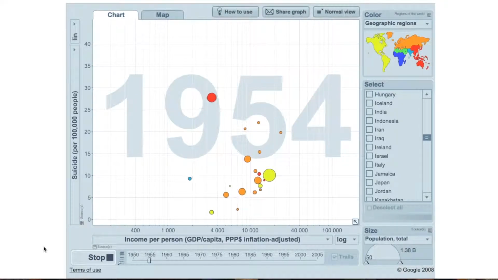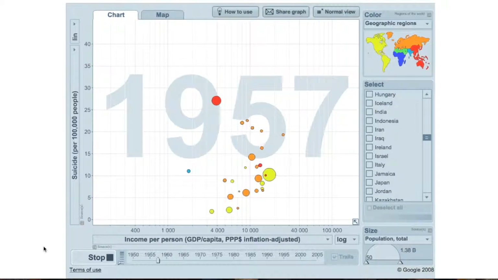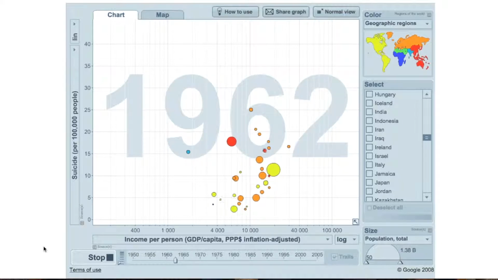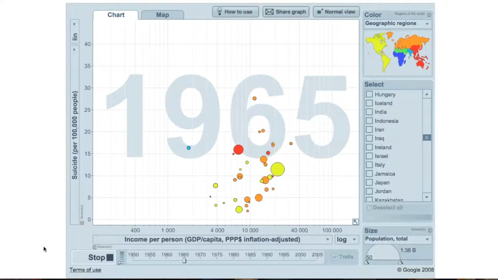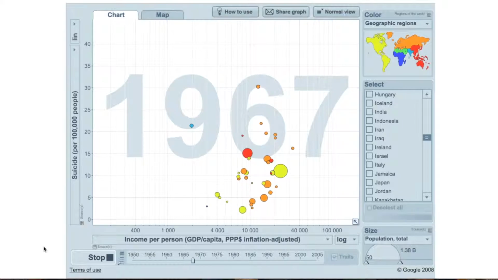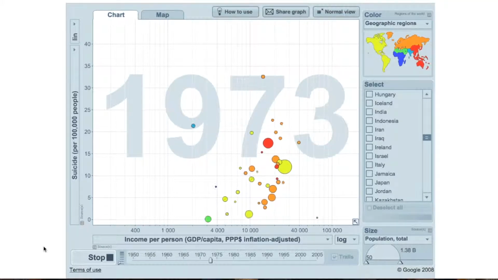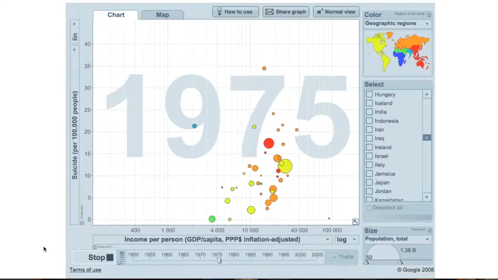Utilizing the Gapminder World Graph, today we are going to take a look at how the income per person, or GDP per capita in a country, affects its suicide rate per 100,000 people. More specifically, we will take a closer look at a select few countries and their timeline of events which greatly influence dramatic changes in their overall suicide rate.